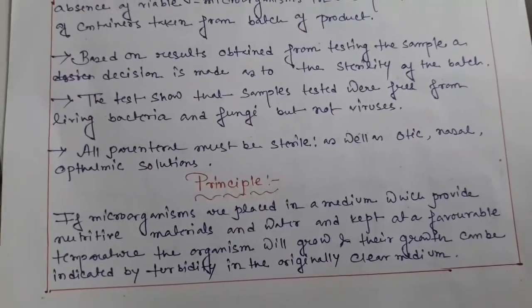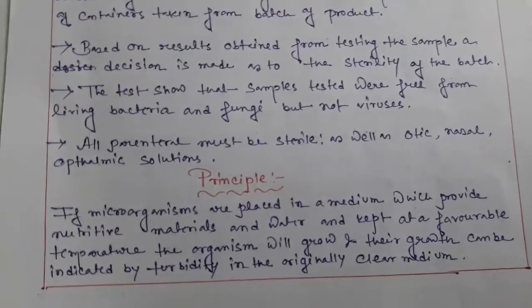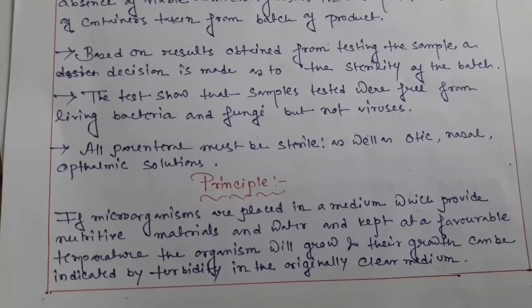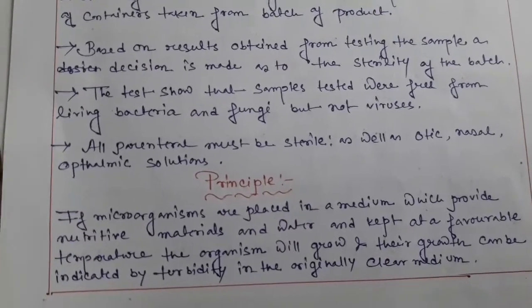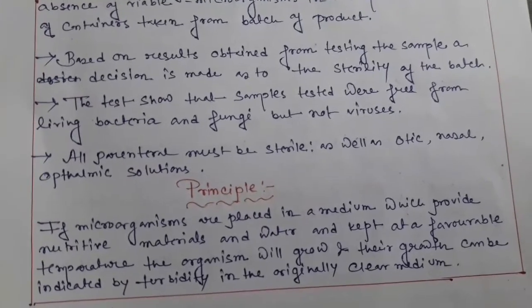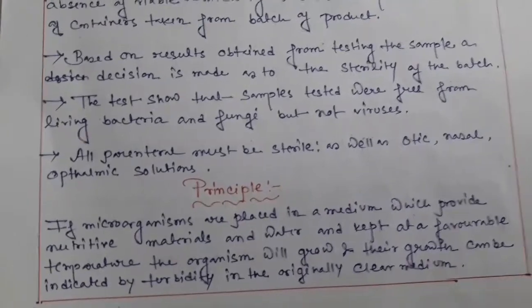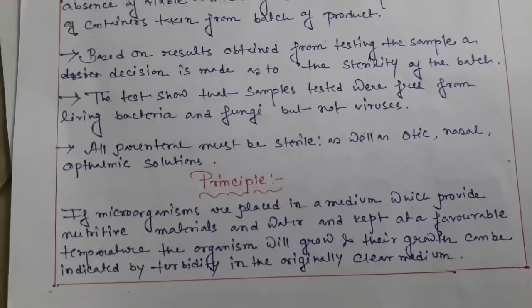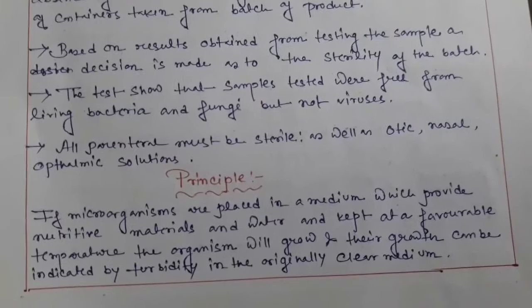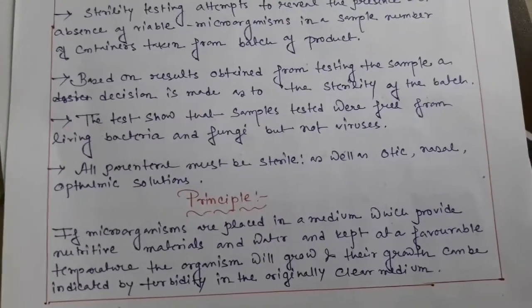Nutritive materials are used for the growth of microorganisms, and that's why nutritive material should be placed into the medium. The temperature should also be right, because the growth of the organisms depends on the temperature. So you can easily understand that when the product becomes turbid, the growth of microorganisms has started.